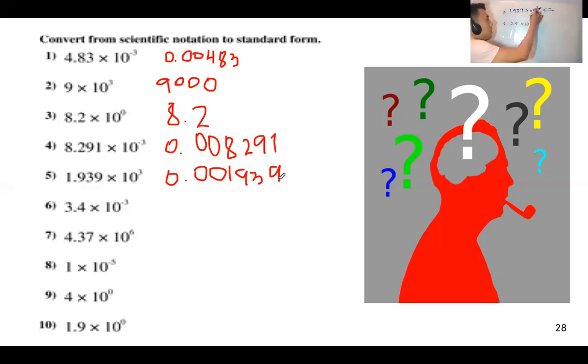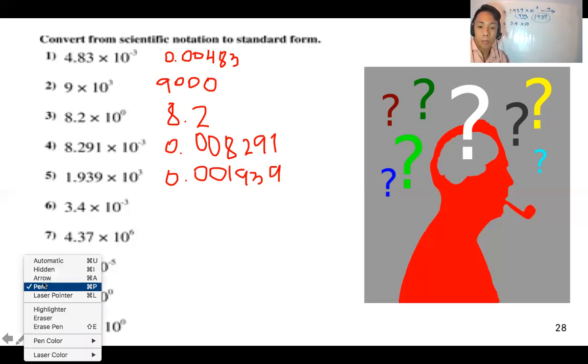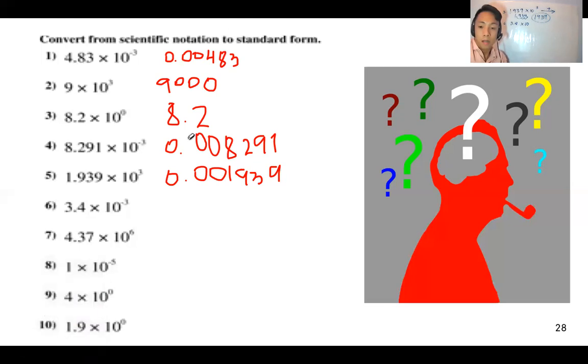Okay, so 1.939, this one is positive. Move the decimal point to the right side. Okay. So 1.939, 1, 2, 3. Okay, so as simple as 1,939. Buburahin ko lang to kasi mali tayo. Eraser. Ayan, so 1,939 lang ang ating sagot.